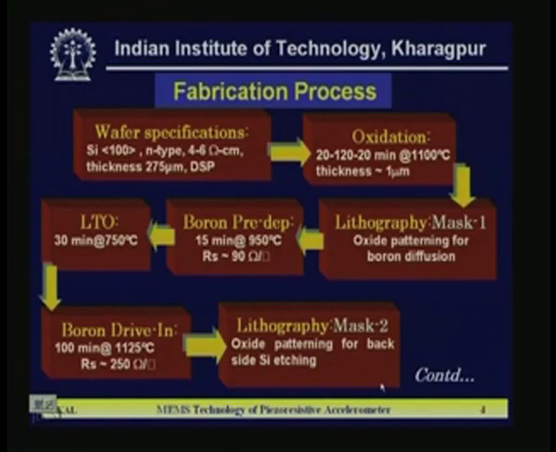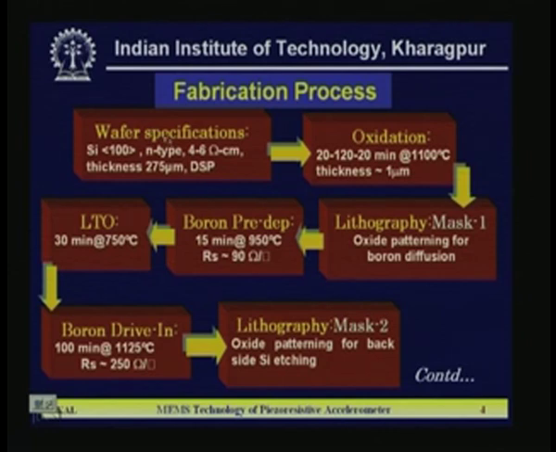Now the fabrication process. In the first step you have to specify the wafer, and we are going to use silicon 100 N type, because we are going to make the resistance by P type diffusion. The resistivity of the wafer is 4 to 6 ohm-cm, the thickness of the wafer is 270 micrometer, plus or minus 5 or 10% variation, and it is double side polished. This is a 2-inch diameter wafer, and the thickness is roughly 280 micrometer, plus or minus 5 micrometer tolerance.